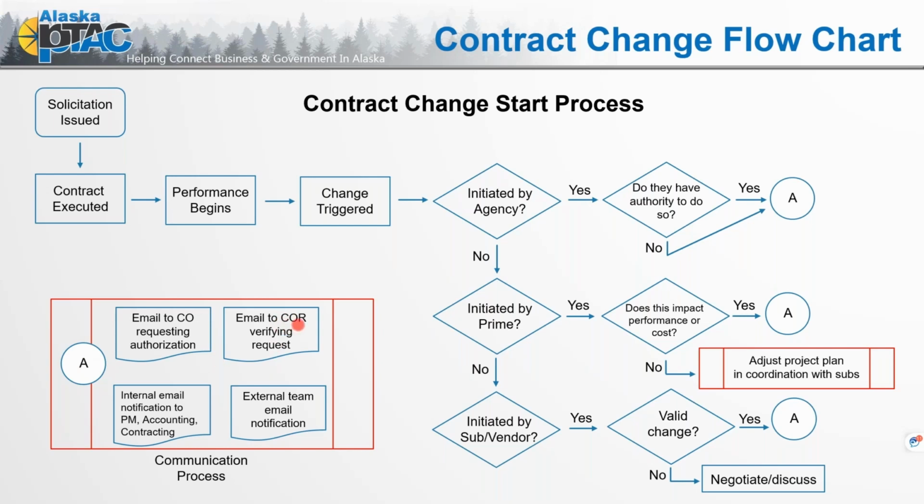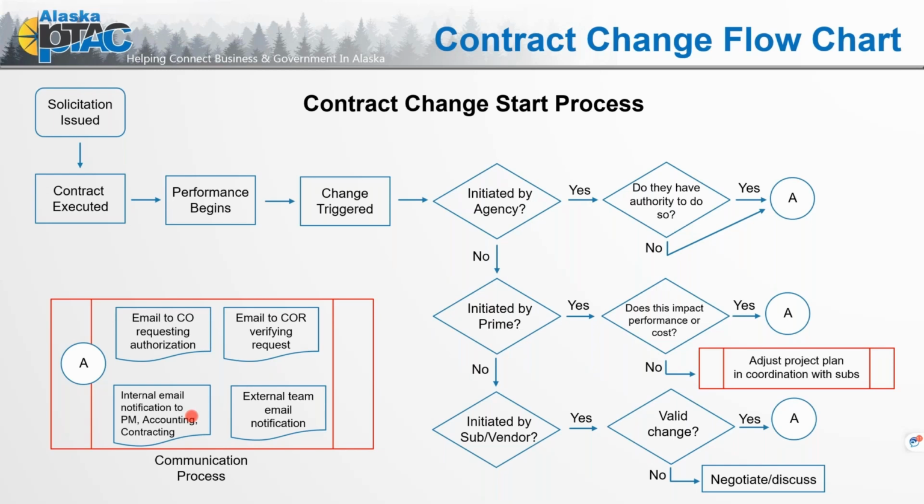You want to email the contracting officer's representative, the COR. Sometimes you'll see COTR, contracting officer technical representative, verifying the request. And this honestly could even be the same email where you've contacted both of them. You want an internal email to notify the project manager, your accounting, your contract administration, or even if it is just you and you are the owner operator for this program, you want to send yourself an email at a minimum if you need that reminder that, hey, there has to be stuff done.